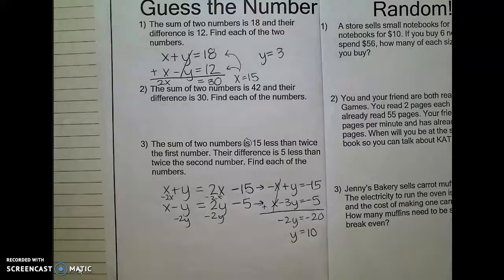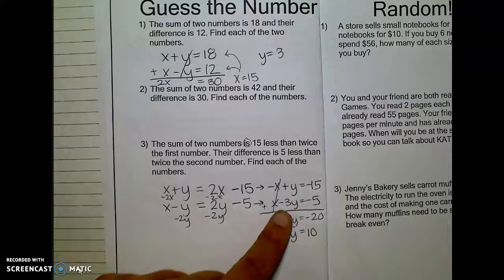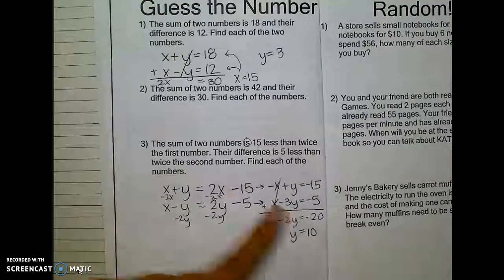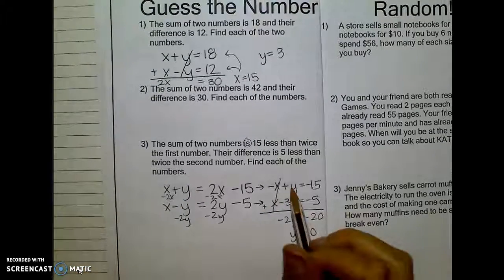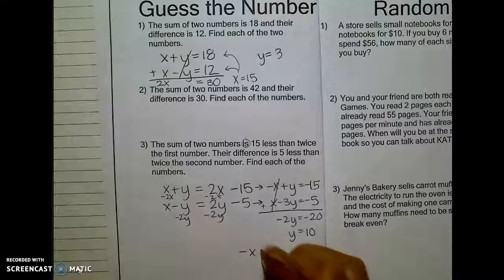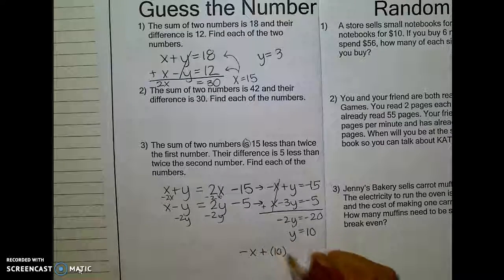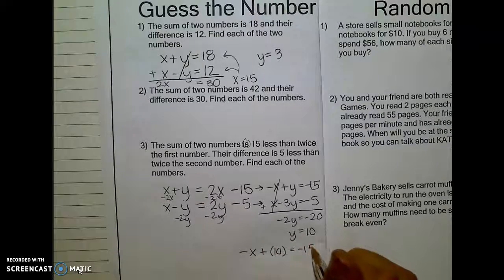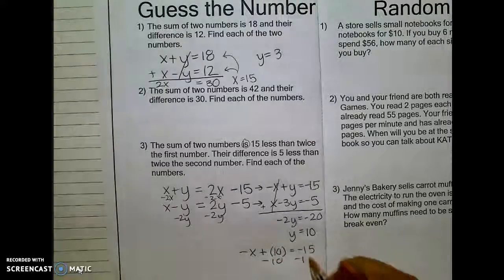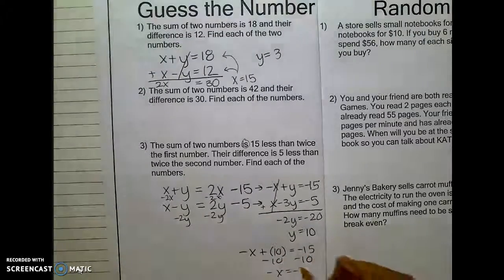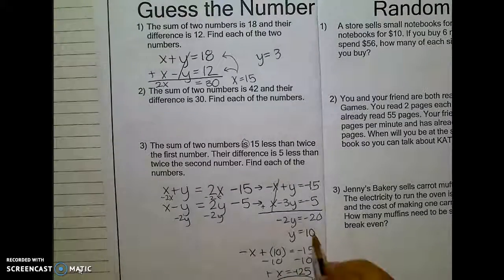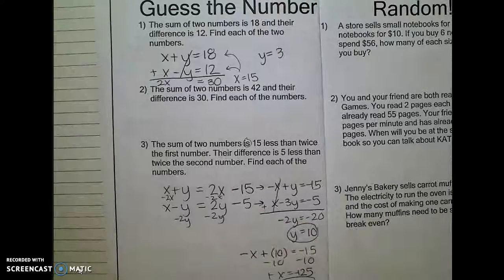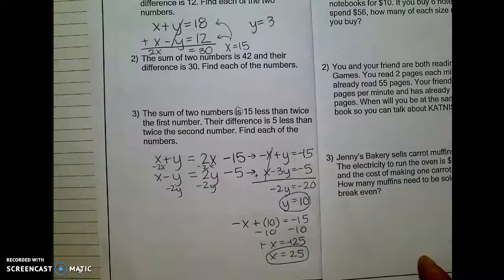So now I can plug back in wherever I want, so either my adjusted equations right here or the originals, but I feel like these ones are slightly better. So I'm going to go and use this top equation, negative x plus 10 equals negative 15. I'm going to subtract that 10, negative 25, and then change the signs on both. So one of my numbers is 25, the other is 10, and there you have it. Oops, sorry. There you have it.